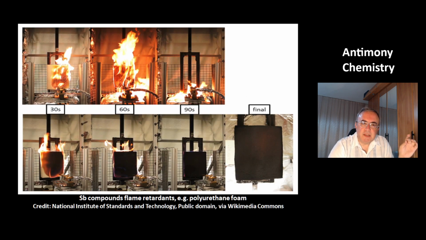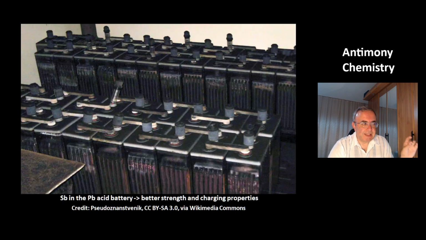This is one use of antimony compounds as a flame retardant. At the top you can see polyurethane foam burning. At the bottom, that's polyurethane foam which is treated with antimony compounds, and in this case, the fire stops. Another use of antimony is in lead acid batteries, adding it as an alloy to lead, and this gives better strength and better charging properties to the lead acid battery.